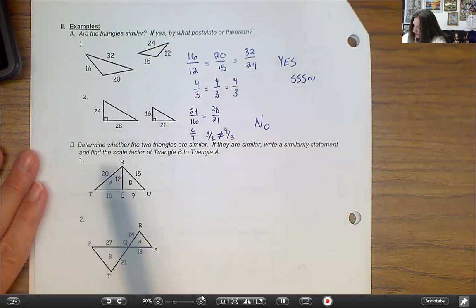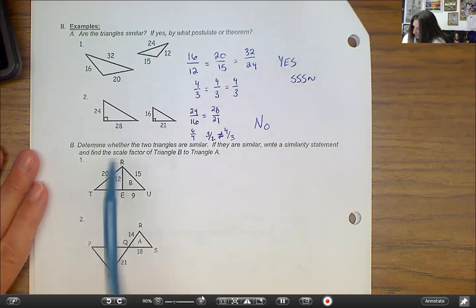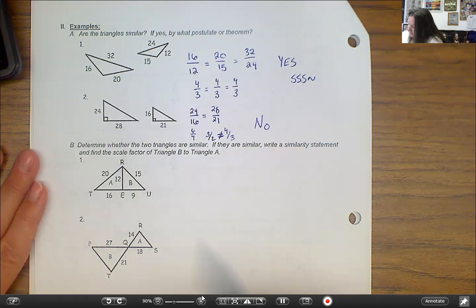Okay, in part B, we want to determine whether 2 triangles are similar. If they are similar, write a similarity statement and find the scale factor of triangle B to A. So I'll take this in parts as we work our way through. In the first problem, we're comparing triangle A to B. Again, what I have are the lengths of the three sides, so I want to test this out.